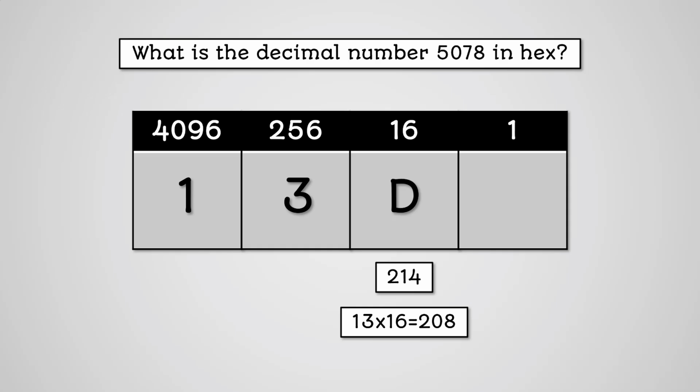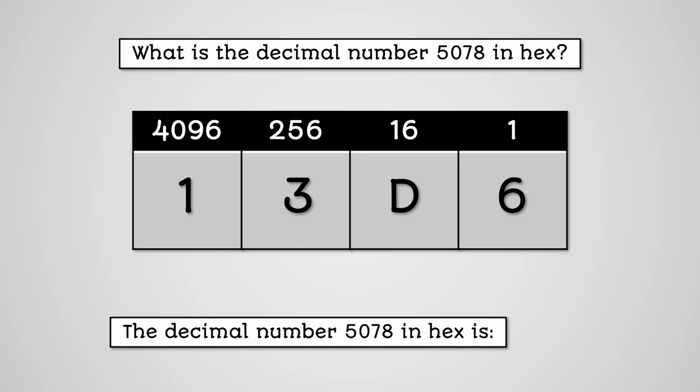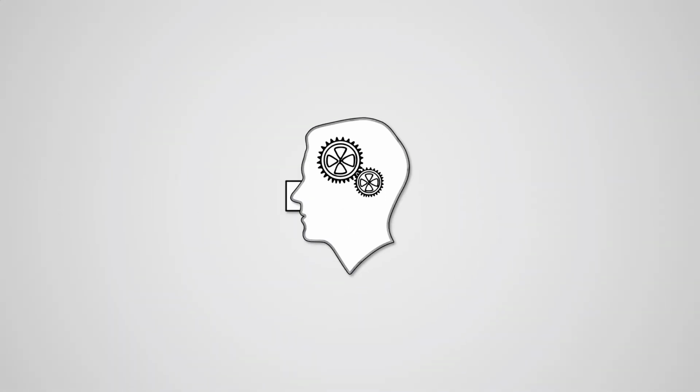214 minus 208 is 6. Will 1 fit into 6? Yes. How many times? 6, so we put 6 in the 1 column. So, the hex value for 5078 is 13D6. So we can convert from decimal to hexadecimal, but what about the reverse?